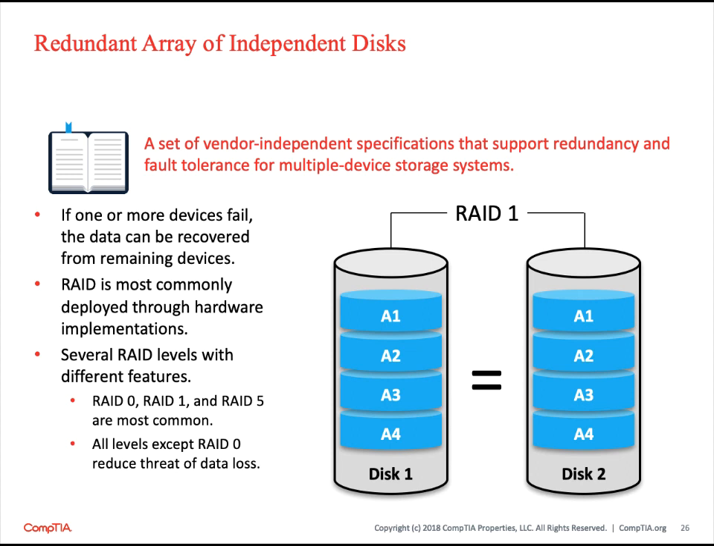There are several RAID levels. Each of these is going to provide a different level of efficiency and features. RAID levels are identified by different numbers, right? So 0, 1, and 5 are the most common. And all RAID forms, except for RAID 0, are going to reduce the threat of loss due to system and device failures by providing redundancy in the first place.